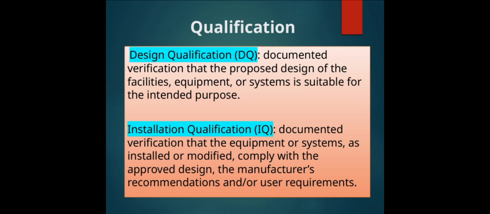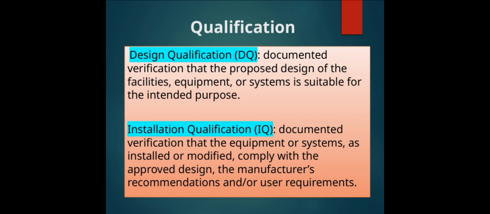Now, let's discuss qualification, which is a crucial part of ensuring our facilities and systems meet the necessary standards. First, we have design qualification, or DQ. This is all about verifying that the proposed design of our facilities, equipment, or systems is suitable for its intended purpose. Essentially, it means making sure that everything we plan aligns with what we need to achieve and that the design is appropriate from the start.